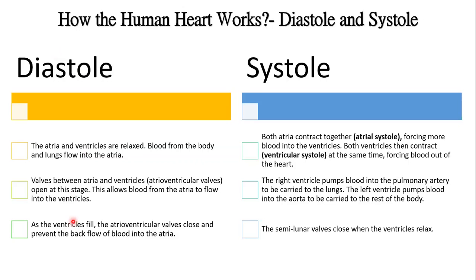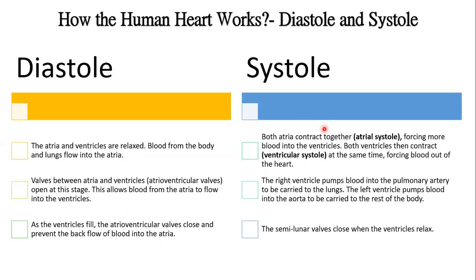Now, as the ventricles fill up, pressure begins to increase. And as pressure increases inside the ventricles, the atrioventricular valves need to close, right? These are the bicuspid valve and the tricuspid valve. They need to close to prevent the backflow of blood into the atria. Okay? So these three things happen during diastole.